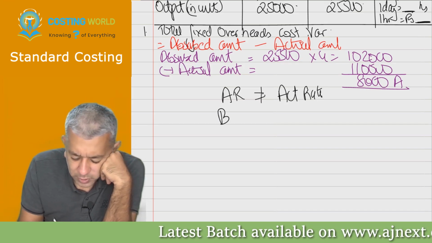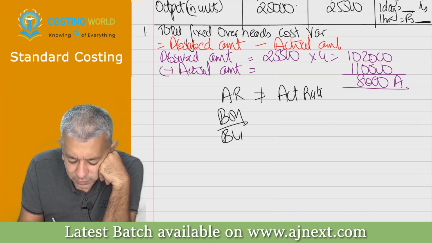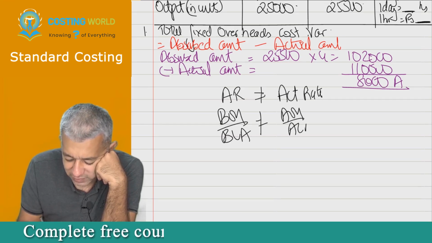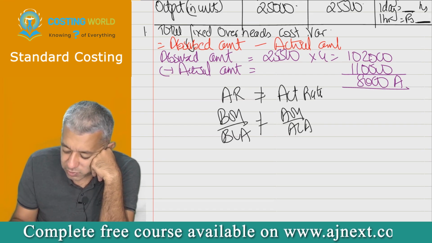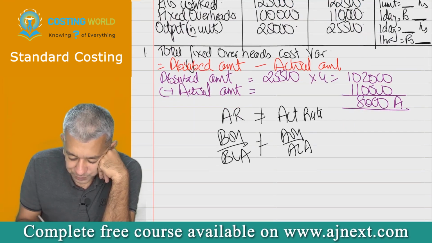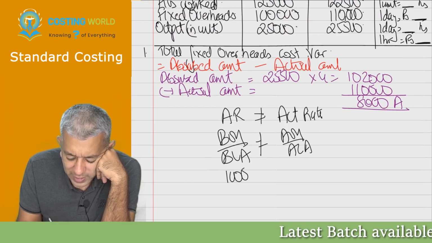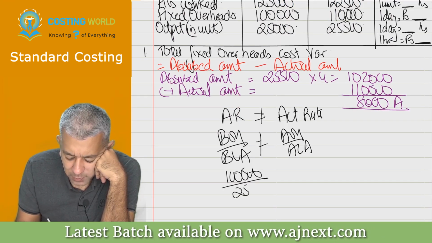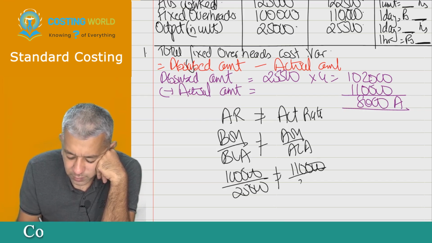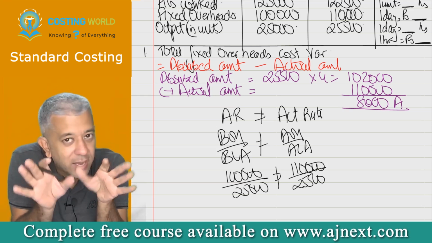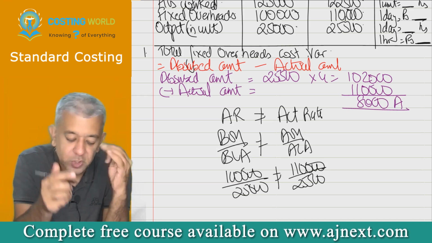What is absorption rate? Sir, it is BOH upon BLA. What is actual rate? It is actual overheads upon actual level of activity. Tell me the numbers from the question that you all are doing, please. BOH is how much? 1 lakh. Your BLA is how much? 25,000 is not equal to 1,10,000 divided by 25,500. Now I am doing stupidity of the highest order, but that will convince you of the logic for sure.